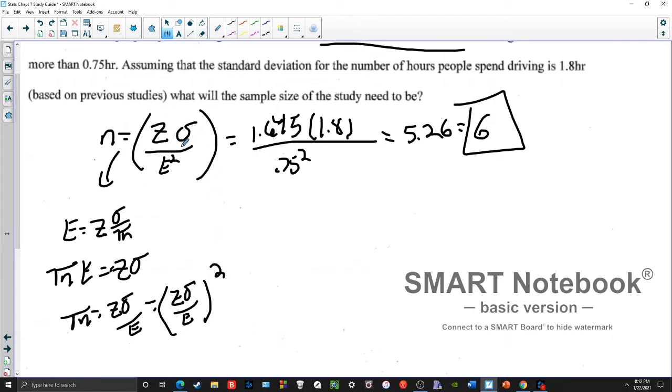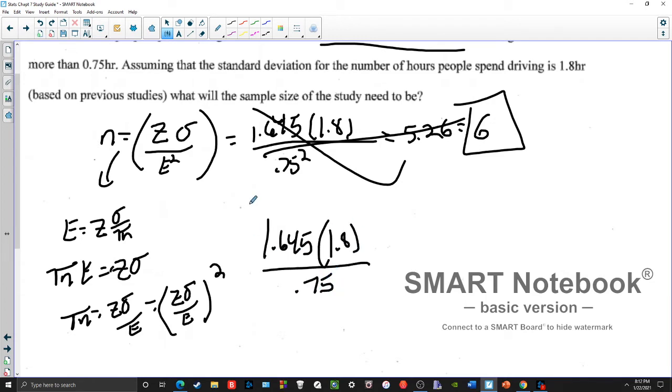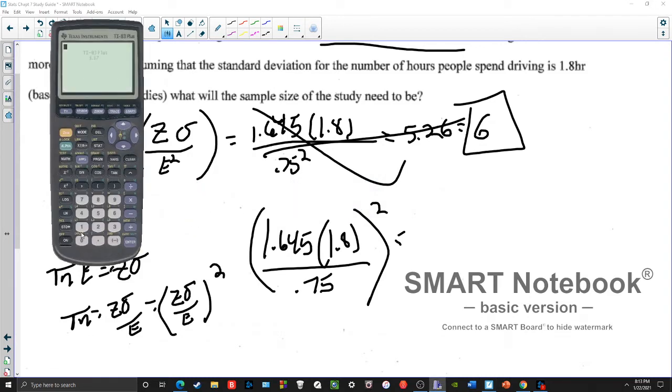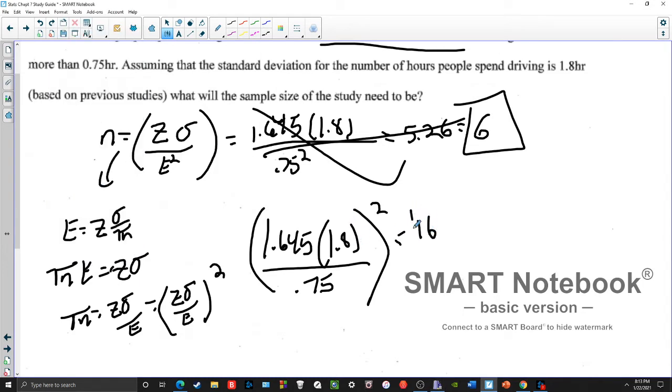So I made a mistake up here. My square should actually be over the entire thing, not just over the E. So it should look like this: 1.645 times 1.8 over 0.75, and then this entire thing is squared. That's what I get for doing this when I'm tired. So 1.645 times 1.8 divided by 0.75 and then squared, we get 16. Not much better, but still a little better than 6, I guess. So 15.5, we round up to 16. So 16 people would be our sample size.